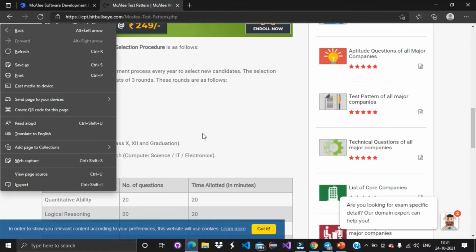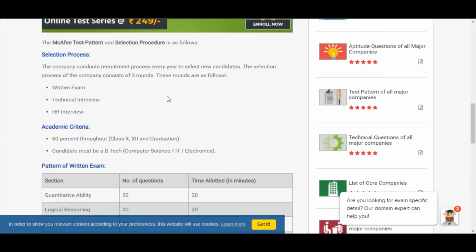Now let me discuss the exam pattern. I couldn't find the exact exam pattern, but by looking at some websites, I found this selection process followed by the company. Basically, there will be 3 rounds: written exam, technical interview, and HR interview.